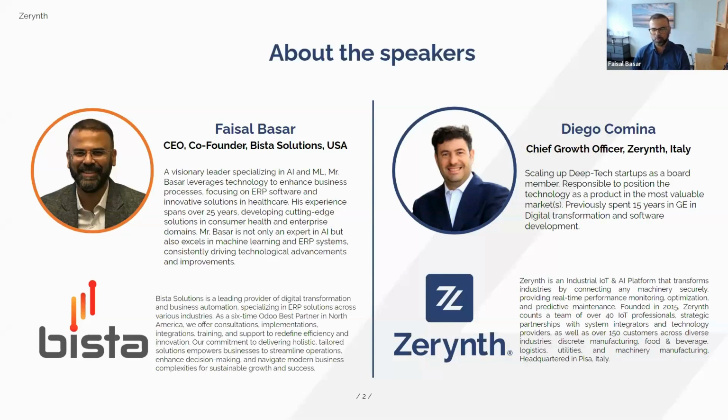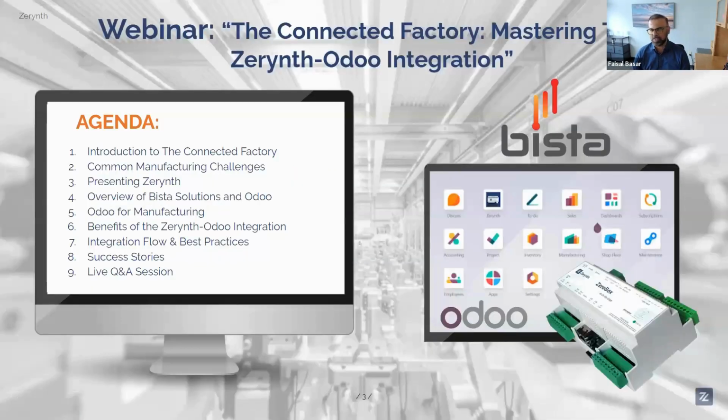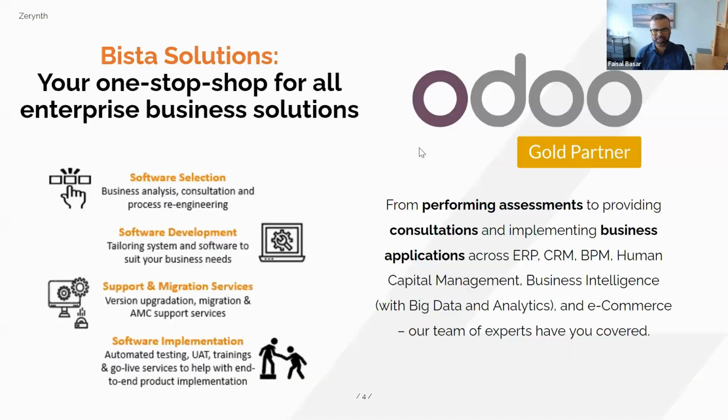Diego will talk a lot about what Zerynth does and about industrial Internet of Things. So we can move to the next slide. Just a little bit on the agenda. We will introduce what the connected factory is, talk about some of the challenges, see how Zerynth addresses those challenges. We will also have an overview of Bista Solutions and Odoo, a little bit about how Odoo is used in manufacturing, and then Diego will talk about how the Zerynth solution is linked to Odoo, and then we'll hopefully have some demo, some stories, and a Q&A session. So we have a packed webinar today, so we can move to the next slide.